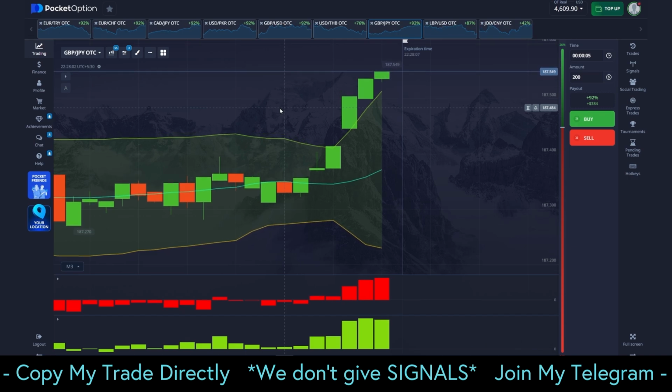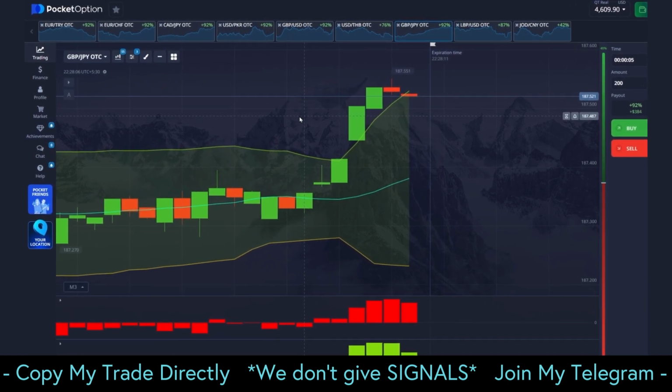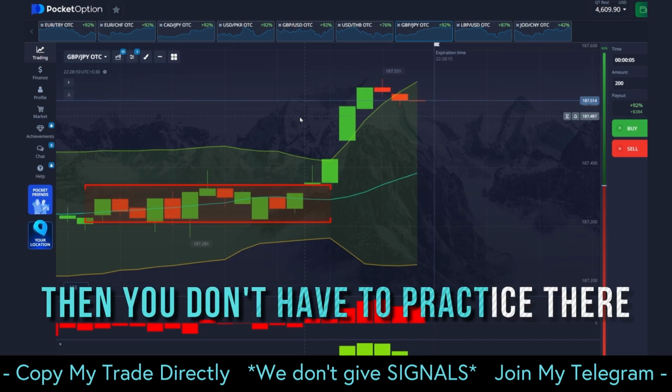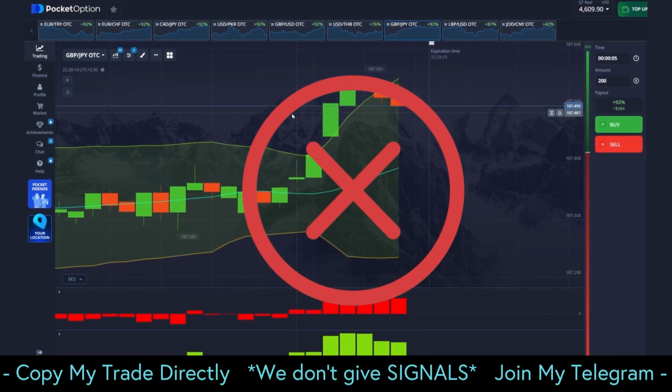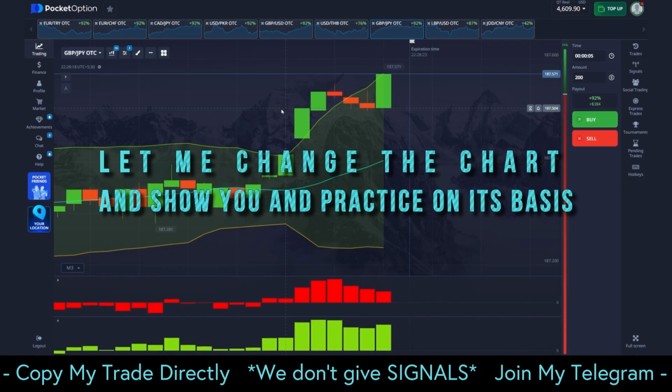So let me show you by practicing on its basis. Now you have to remember one thing, that if the market is making candles on the mid-band, then you don't have to practice there. So friends, I am not getting any confirmation on this chart right now. Let me change the chart and show you and practice on its basis.